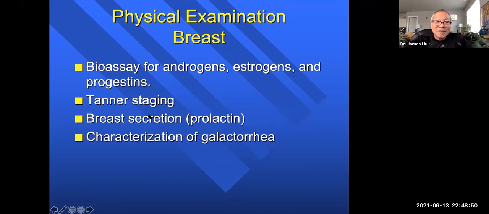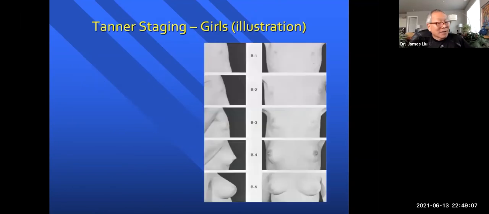One of the things that physicians and providers don't do is to actually compress the breast to look for secretions and look for galactorrhea. This is a bioassay, obviously, for prolactin. Going first to the Tanner staging, breast development. This is a photograph from the original, I think, Tanner publication. These are from breast 1 to breast 5.